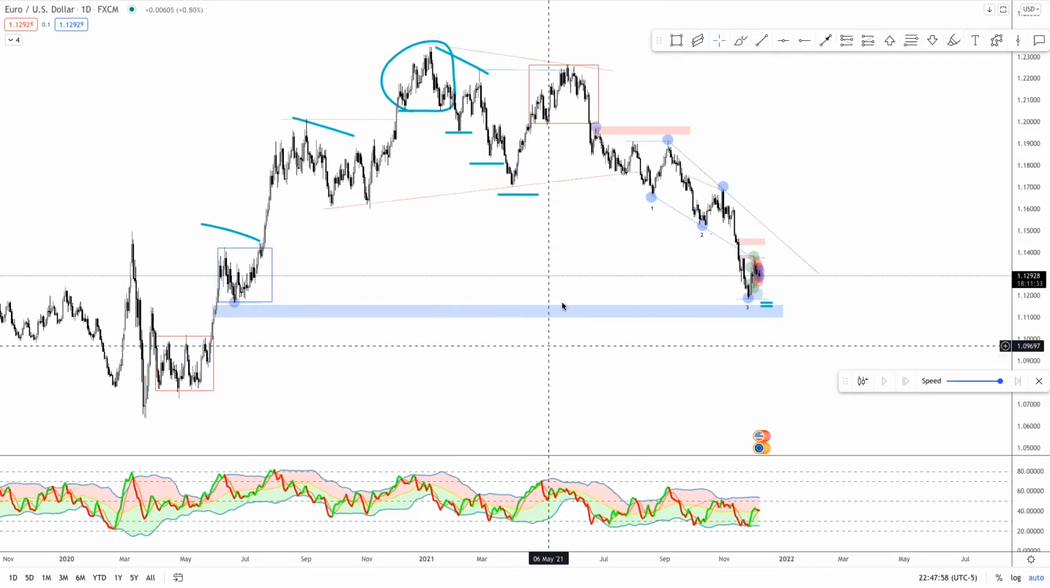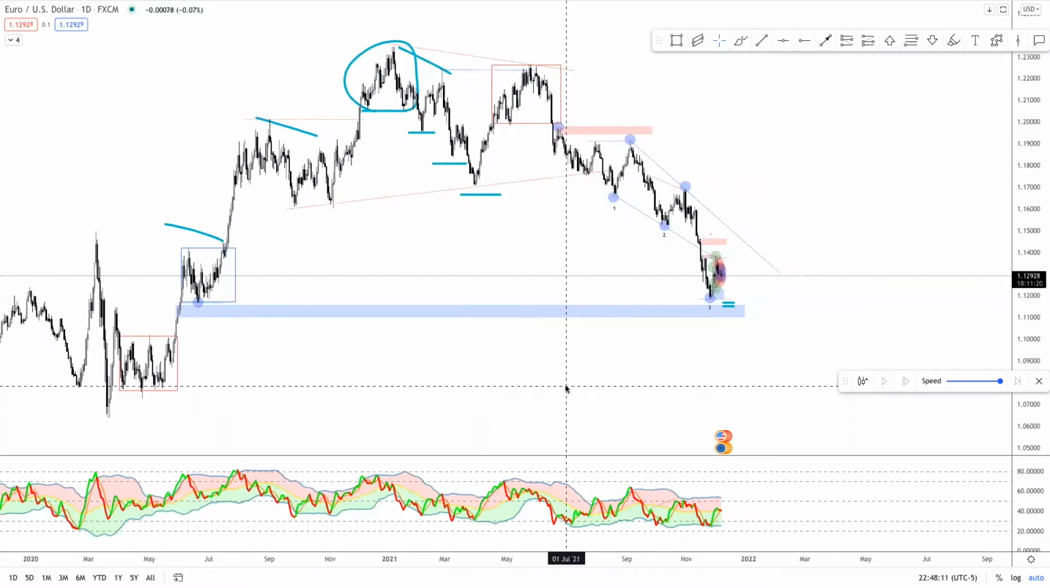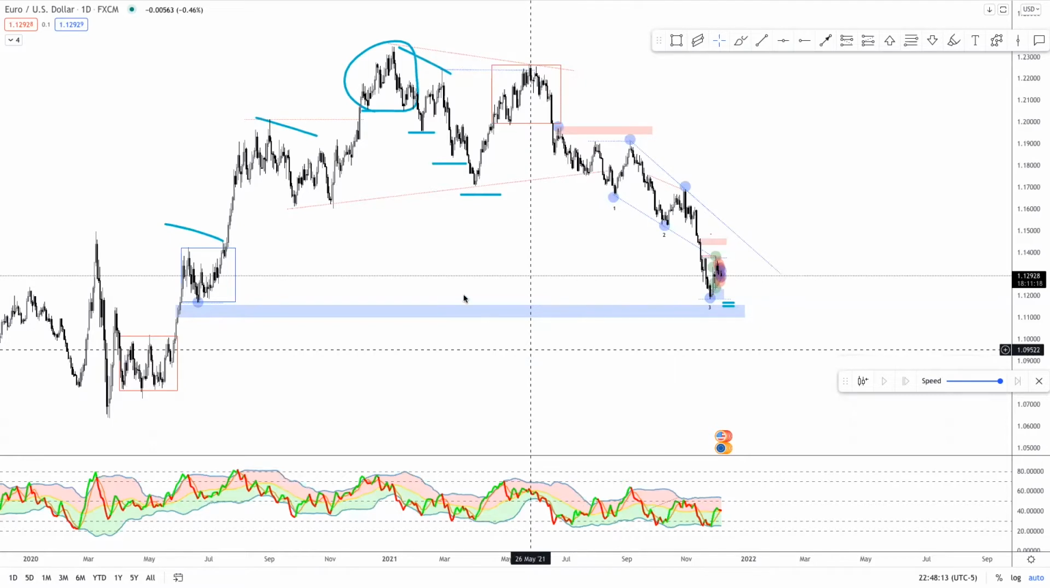Pretty much what I'm seeing right here on Euro USD is that we are currently in a bear market. However, I'm eventually looking to buy Euro USD back up this week if Euro USD presents the opportunity. So let's get right into the breakdown here.